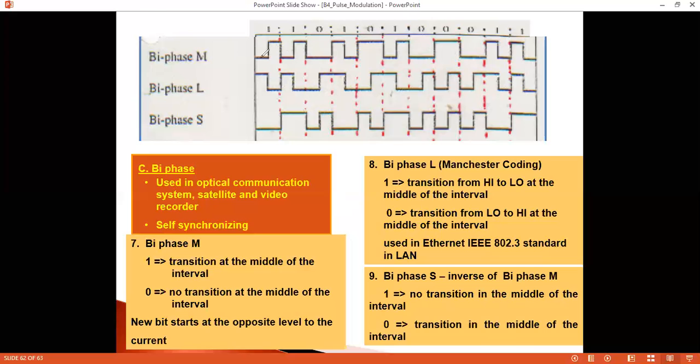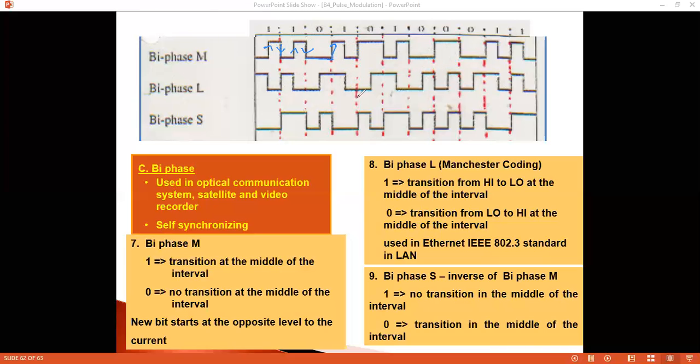So for biphase M, there is a transition at the middle of the interval for every bit 1. So here, at the middle, it transitions. And then at a new bit, it goes to the opposite. Okay, it transitions, new bit, it goes to the opposite, and again it transitions. And then when it is bit 0, new bit, go to the opposite. And since it's bit 0, there's no transition at the middle. Bit 1, and then new bit, go to the opposite. Since it's bit 1, it transitions in the middle, and so on.